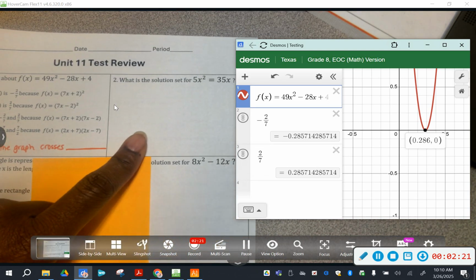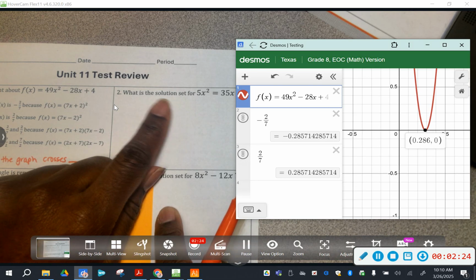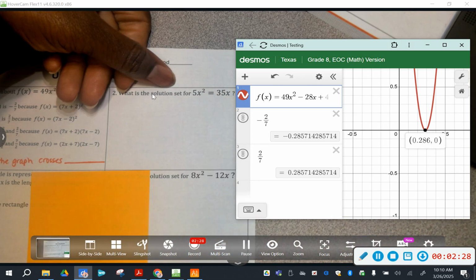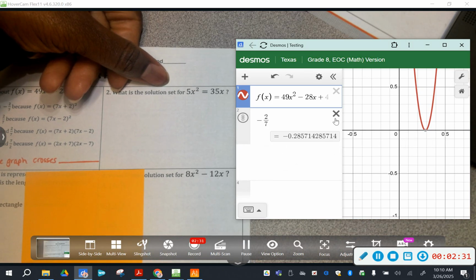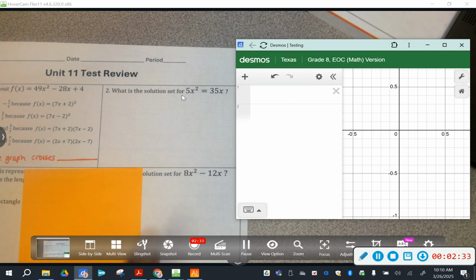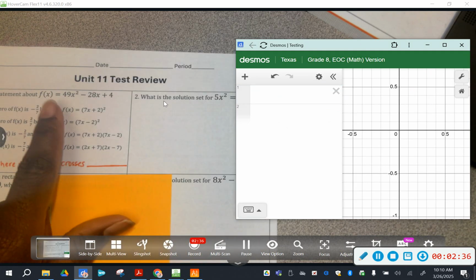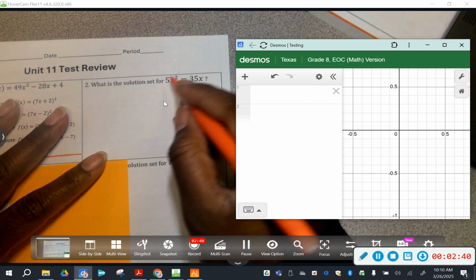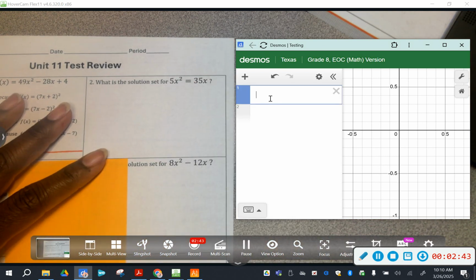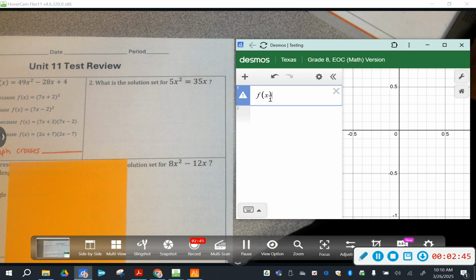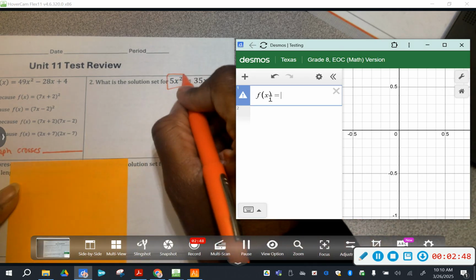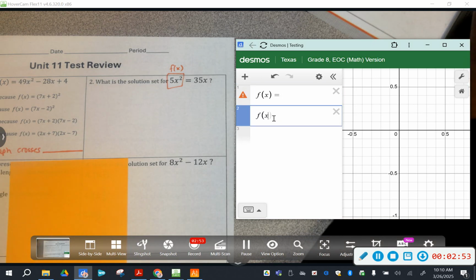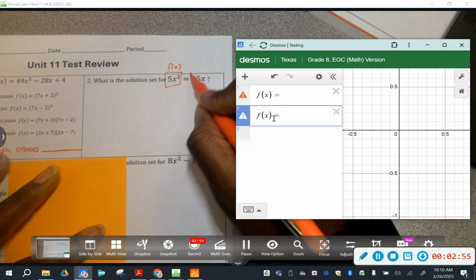Now this one's a little bit different when you're looking for the solution set. Remember, the solution set means that there's probably going to be more than one solution. Sometimes there's only one, like the last one. So this one, in order for me to get this in Desmos, notice it doesn't give me the function that I can put in all together. So I'm going to have to break it up into two different functions. On my first line, I'm going to put the first part of the function, and then on my second line, I'm going to put the other side of the function.